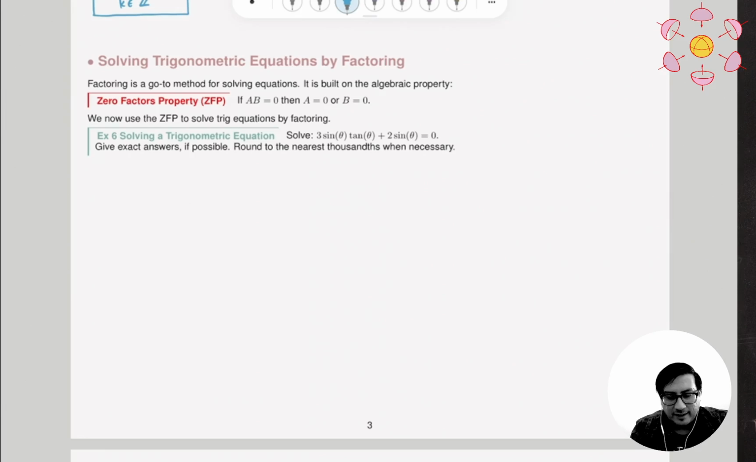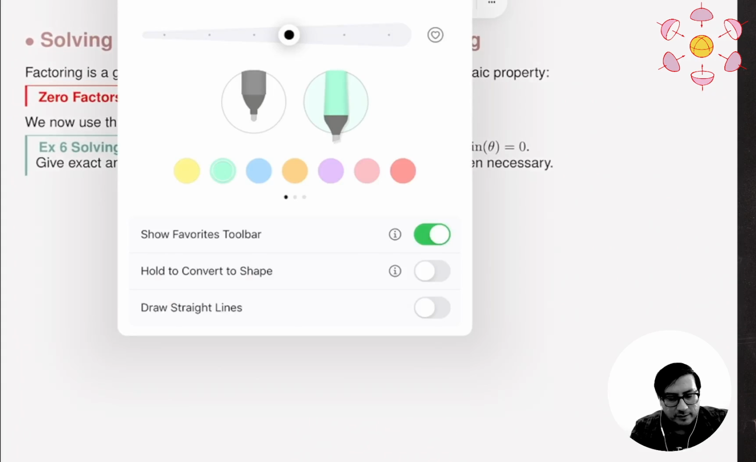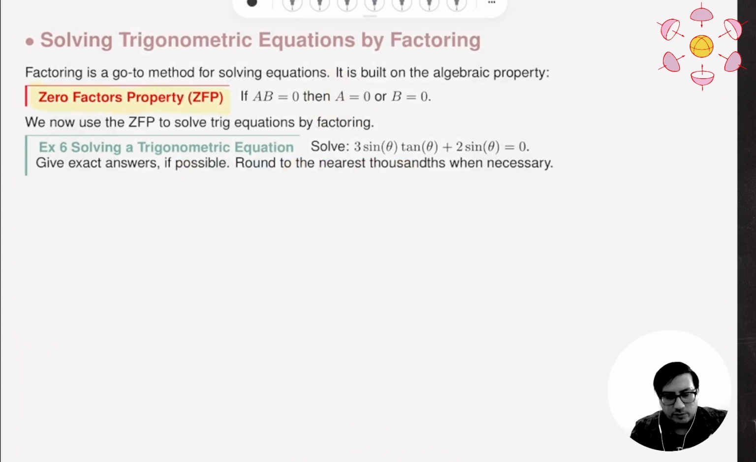Okay, next, let's think about what I like to call the zero factors property. It's something that you probably learned in algebra, maybe didn't call it this, but let's just review it. Here's what it tells us. It says, assume that we have a times b equals 0. Well then it has to be true that either a is 0 or b is 0. Okay, and that makes sense, right?